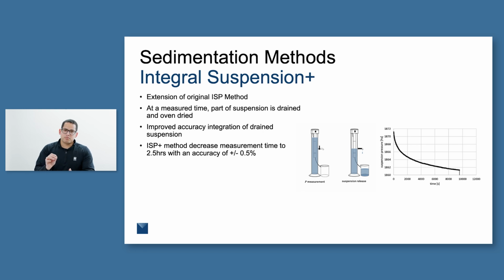And what's really nice about combining all of that with the pressure transducer measurement is that now the ISP plus method decreases the measurement time to 2.5 hours versus the 6 or 24 hours of the pipette and hydrometer method. And it improves the accuracy to plus or minus 0.5% versus the plus or minus 3% from the more traditional methods. So you get a really significant improvement in the accuracy overall of the measurements.